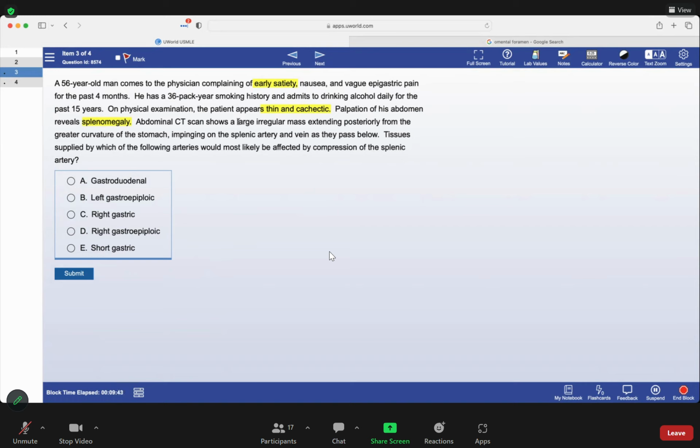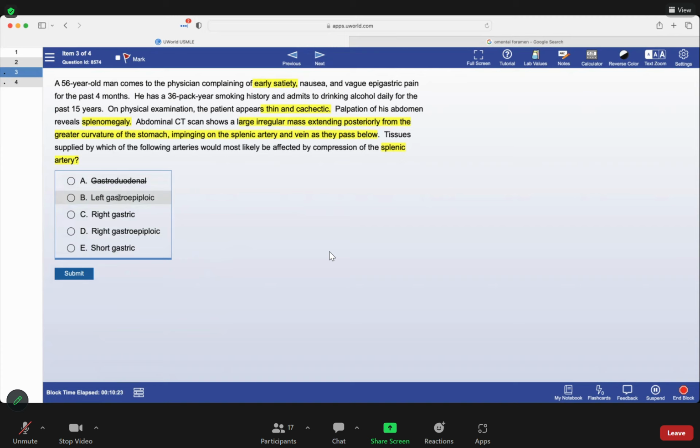Abdominal CT scan shows a large irregular mass extending posteriorly from the greater curvature of the stomach, impinging on the splenic artery and vein. See, they already give you that. Okay, now, tissues supplied by which of the following arteries would most likely be affected by compression of the splenic artery? They are simply asking: what is the function of the splenic artery and its branches? So if you block the splenic artery, which blood vessels get affected? You should know two. One is the short gastric, the other one is the left gastroepiploic, isn't it, folks?